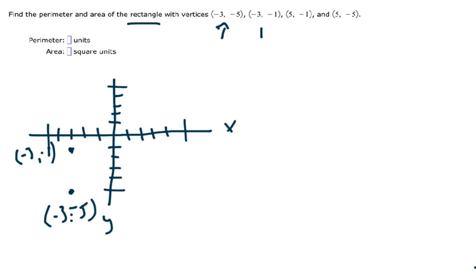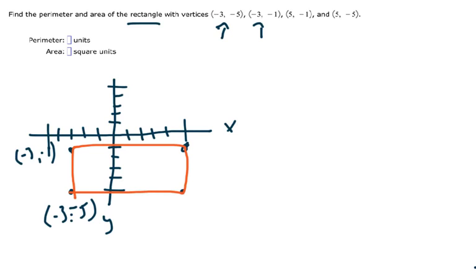And then my next one is +5, so I'm going over to here. And -1, I'm down there. And my last one is +5, -5. And you can see the rectangle that it's clearly made.